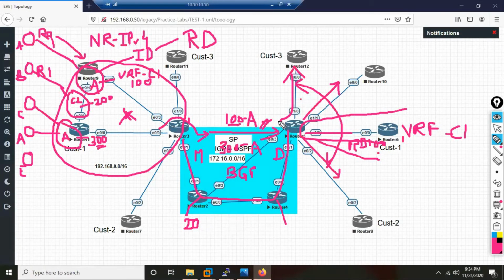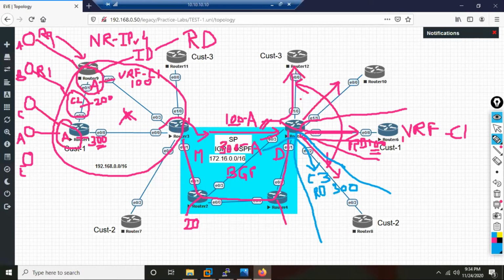So he says, okay, 100A, I'm forwarding to you here because you belong to this VRF. Why do you belong to this VRF? Because I have a VRF that has the same ID, 100. 300A, it will say, oh, 300A. Okay, you belong to VRF C3 maybe. Let's say this is VRF C3, and here RD is 300. So I will forward you here. And this solves the problem.